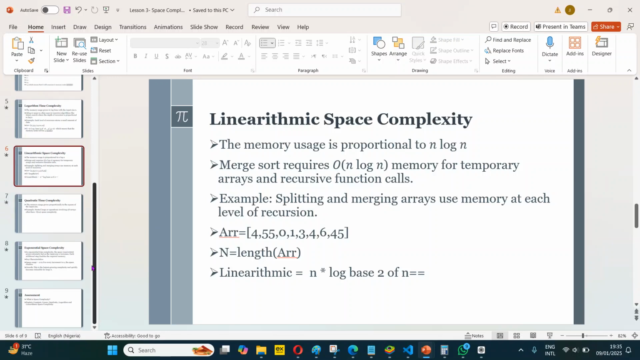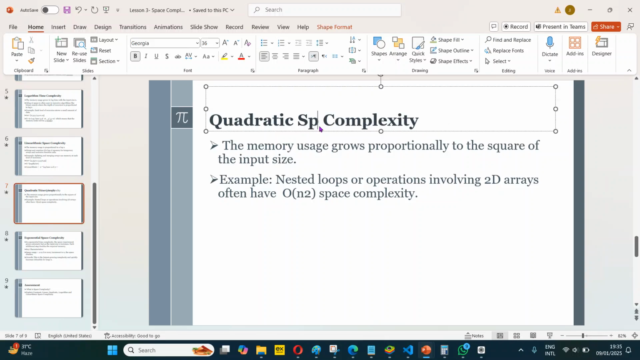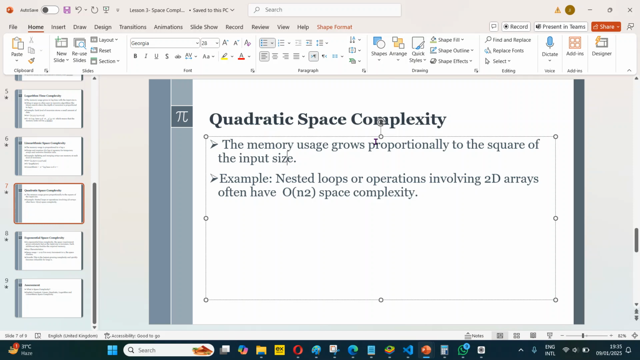So let's look at the next one, which is quadratic space complexity. Here, the memory usage grows proportionally to the square of the input size. Examples are nested loops or operations involving 2D arrays, which often have O(n squared) space complexity.